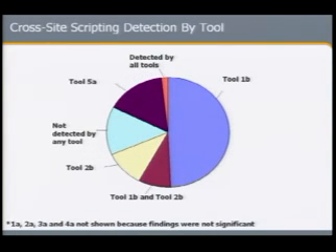What we see here is a pie chart of all the cross-site scripting vulnerabilities. Again, you see tool 1B here. It finds about 55% of the cross-site scripting vulnerabilities, but it misses about 45% of all the total cross-site scripting vulnerabilities. Again, you cannot rely on a single tool for all of your vulnerability assessments.